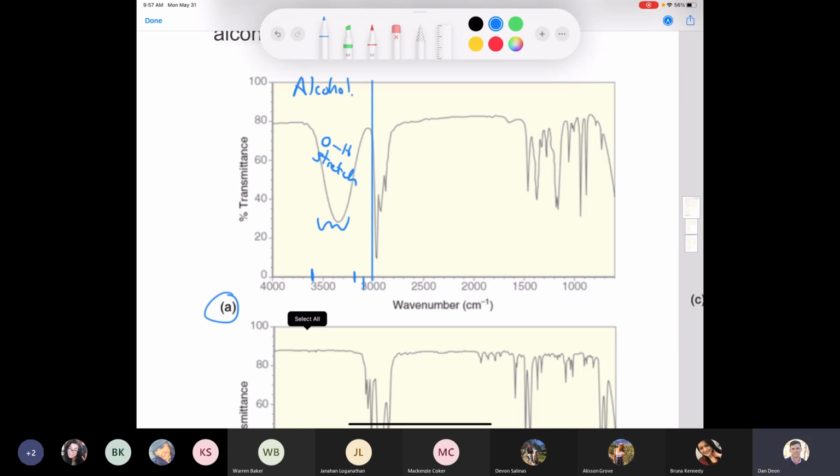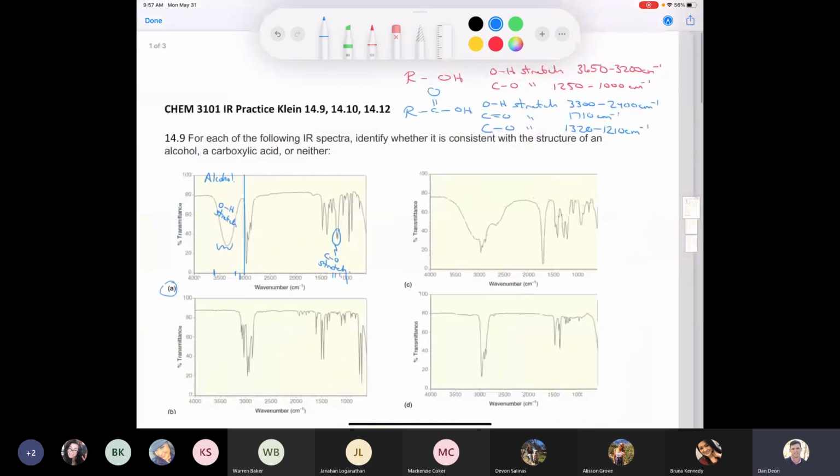We could also look for the carbon-oxygen stretch of our alcohol, which is between 1,000 and 1,250. So we have 1,000 here, 1,100, 1,200, 1,250. It's probably this thing here. This is probably our carbon-oxygen stretch for alcohol.